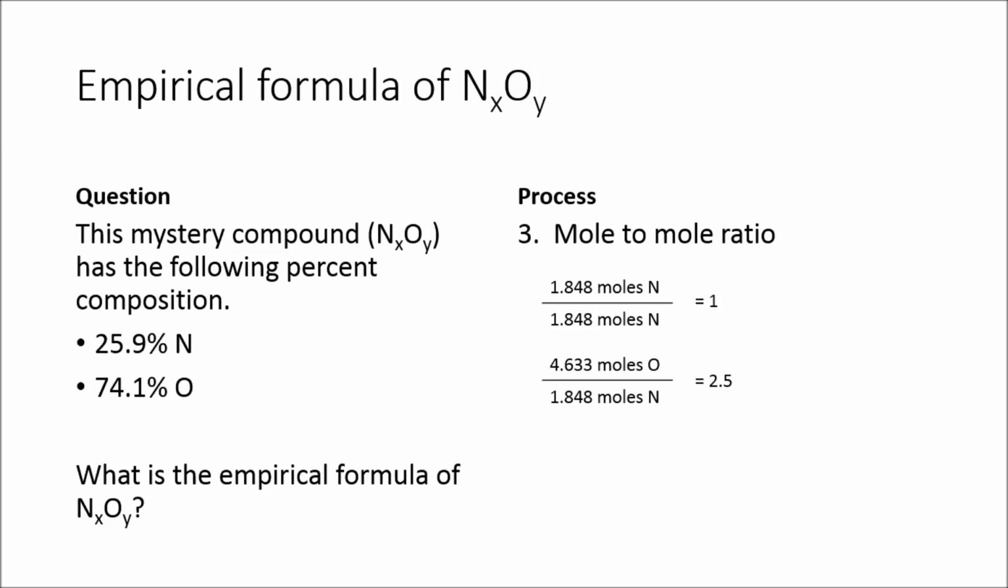Now I really can't round that to 3. What I'm going to do is say that the empirical formula is nitrogen, oxygen 2.5. But that's not the simplest whole number ratio. I need to make that a whole number ratio by multiplying by 2. So when I multiply by 2, I get a whole number ratio of N2O5. It turns out that that is the simplest whole number ratio. It's just not easily divisible by 2.